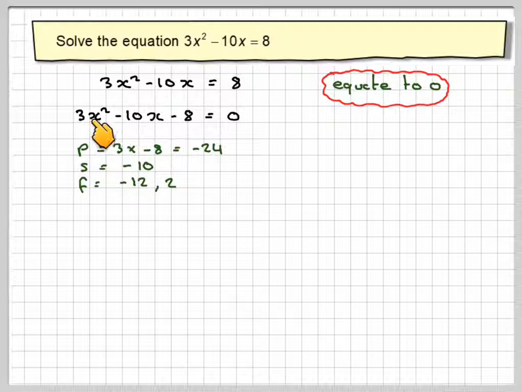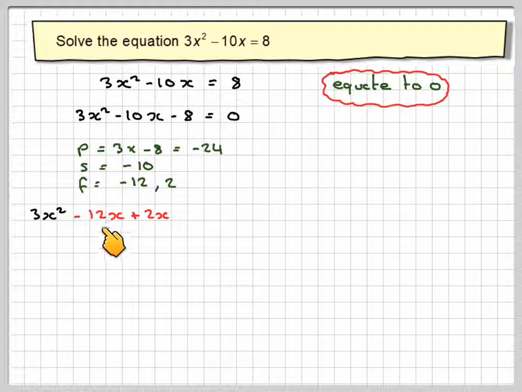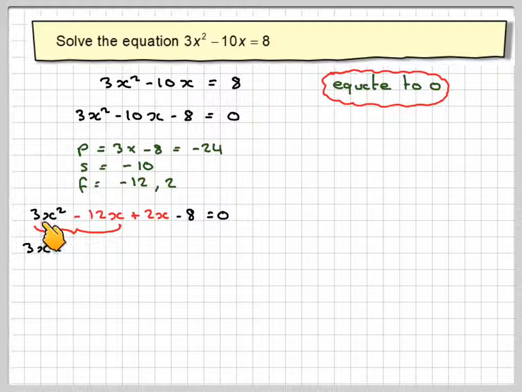And then what we do is we take the quadratic equation, we write 3x squared. Now we split minus 10x up into minus 12x plus 2x. It doesn't matter which way around you write those, as long as you got the sign correct in front. However, it is slightly easier if you put the smaller one first. We've still got the minus 8, and it's still equal to 0. Then we group the first two terms together and take out a common factor, which is 3x, and we get left with x minus 4.